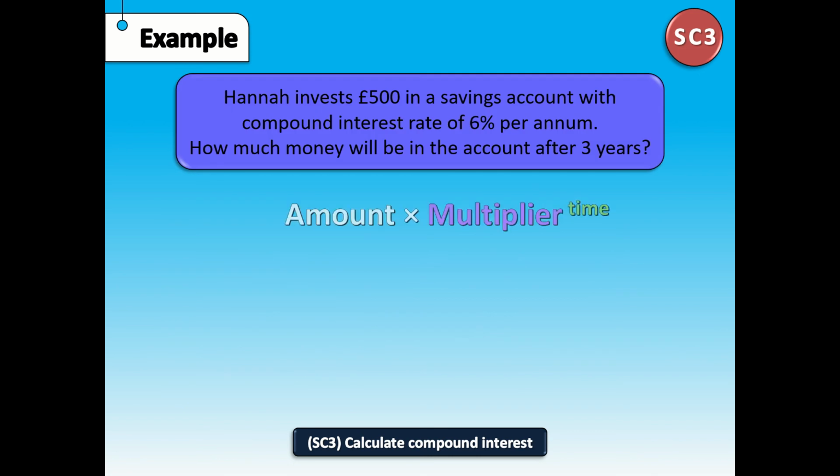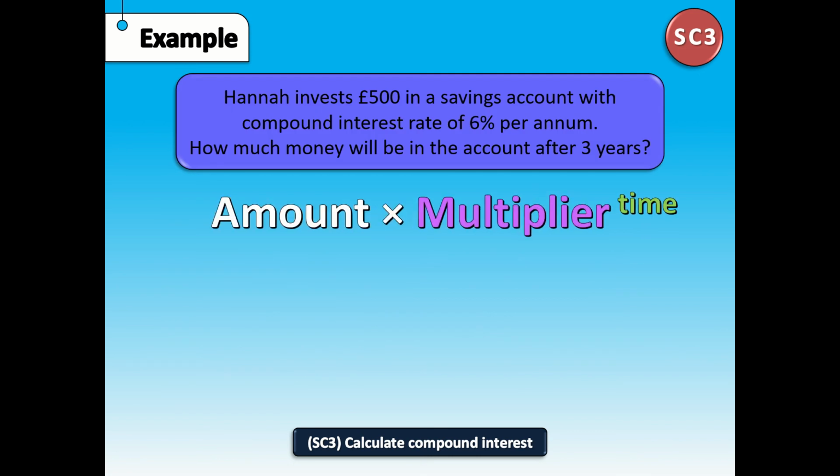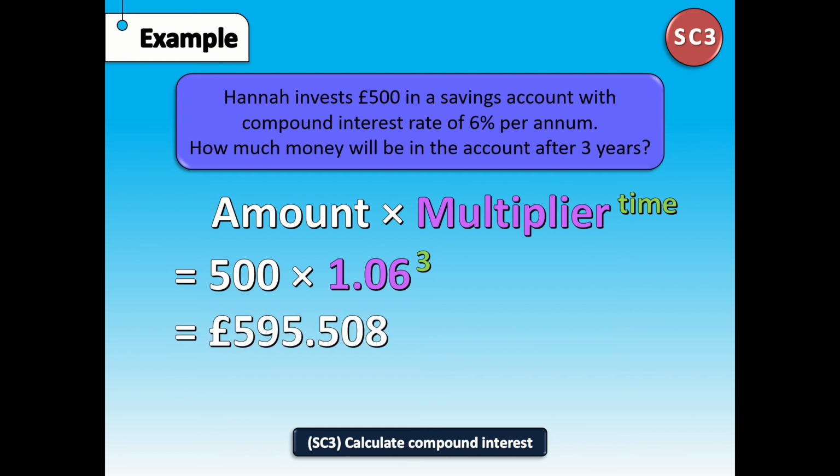Now another way we could have done this is using our formula, and that's where we do 500 times by the multiplier, so that's 1.06, but we do it to the power of 3 because we want how much is in the account after 3 years. If we type this into our calculator, we get this amount, which we round to £595.51.